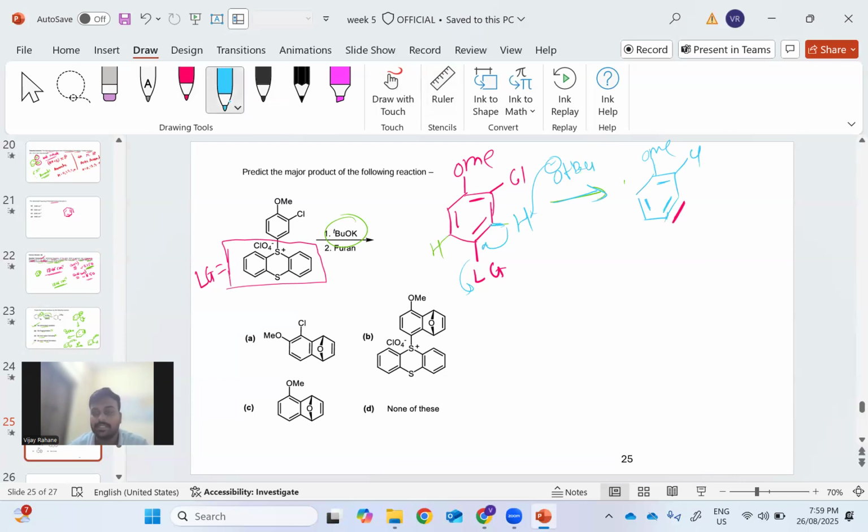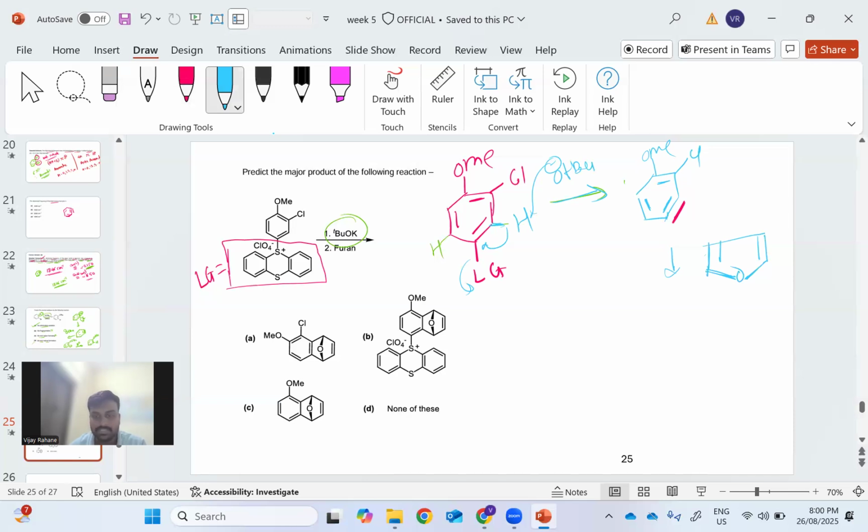And once this benzyne intermediate is formed, there will be a reaction with the furan. The structure of the furan, if you look at it, this is the furan, right? So this is the structure of the furan. Obviously, if you remember, this is a 4 plus 2 pi electron addition, a 4 plus 2 addition reaction. That's what we have seen in pericyclic reactions, in a similar manner.